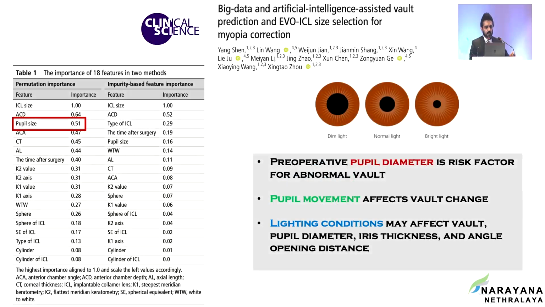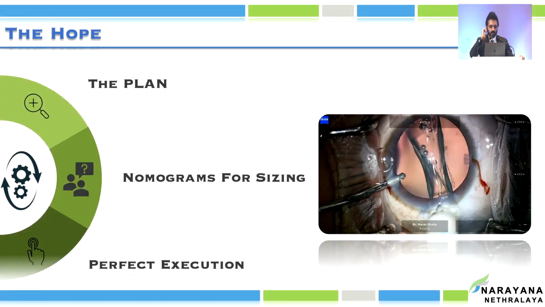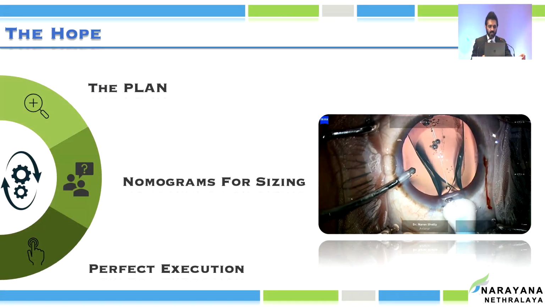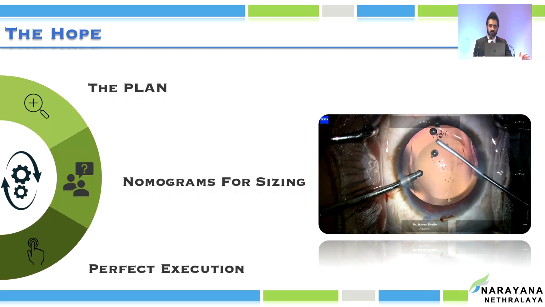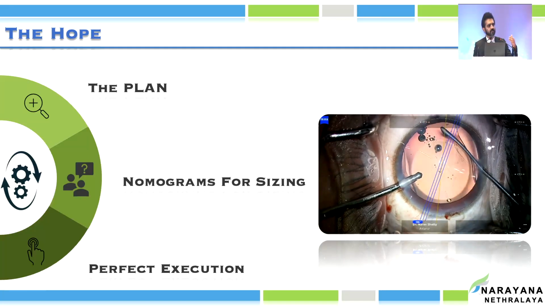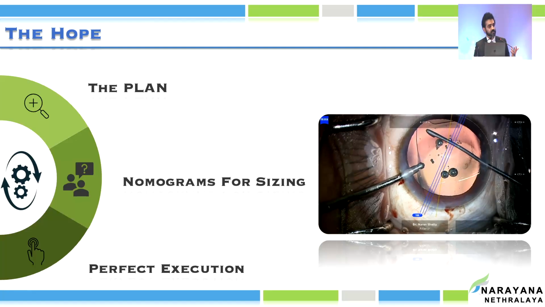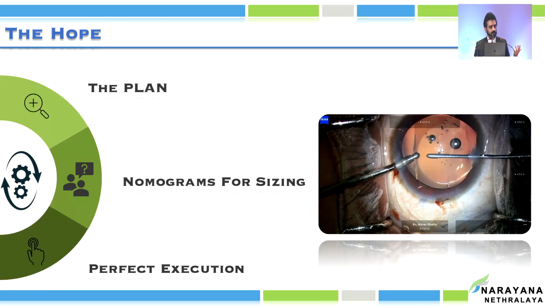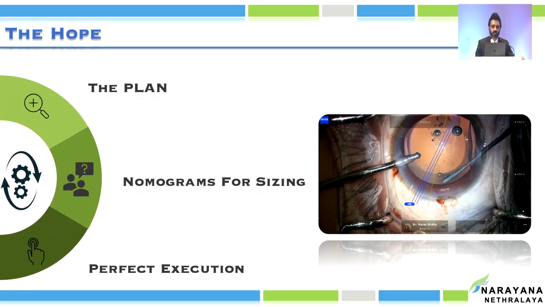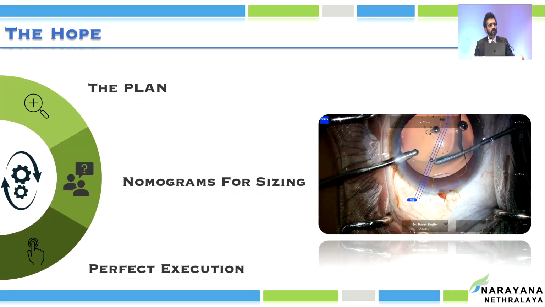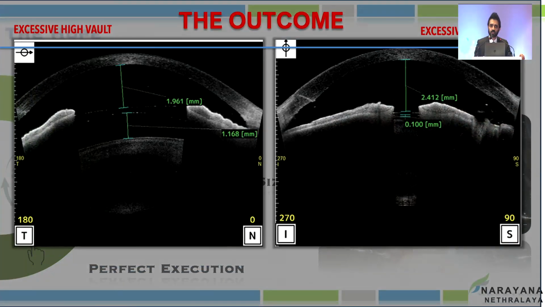So, coming to our story, I'm sure each one of us has had days where we have done a perfect surgery. You have done the perfect calculation, you have done the surgery. The next day you see the patient is very happy, the vision is fantastic. But when you look at the slit lamp or the OCT, you see either a high vault or a low vault. Now, why do these kinds of cases crop up now and then?